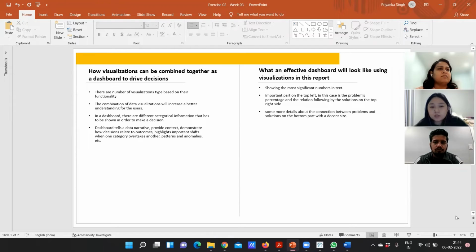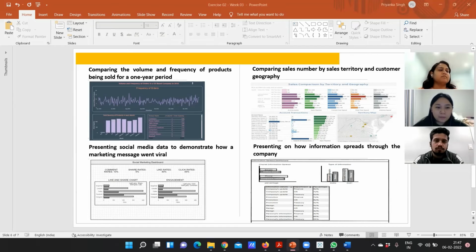The first one is showing the most significant number in text, in this case the problem percentage, and then the relation, followed by the solution on the top right side. After that, some more details about the connection between problem and solution, at the bottom part, sketching how to compare the volume and frequency of products being sold over a one year period. So that's the sample of the dashboard.